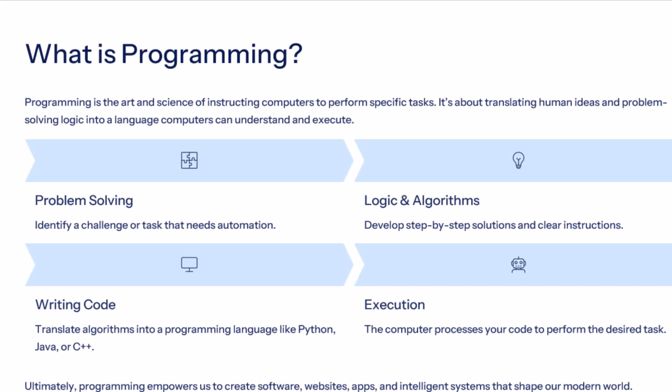So we come up with a problem solving, and then we identify the challenge, the tasks that need the automation, in case we are going to add in the automation. And then we come up with the logic and the algorithms. This is where we come up with a step-by-step solution.